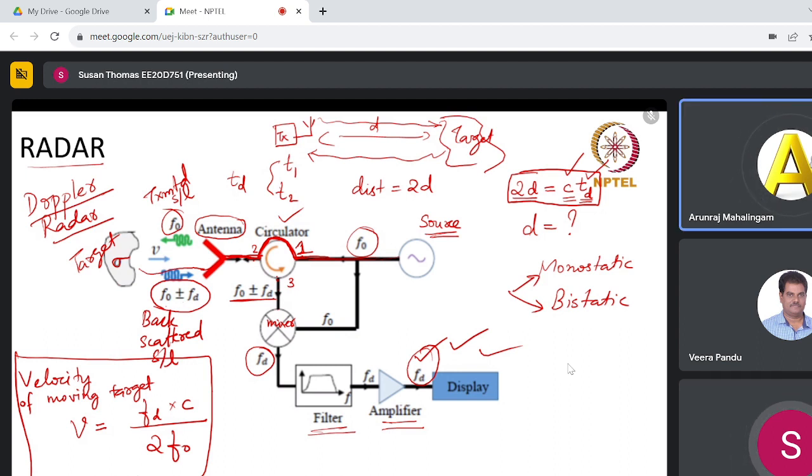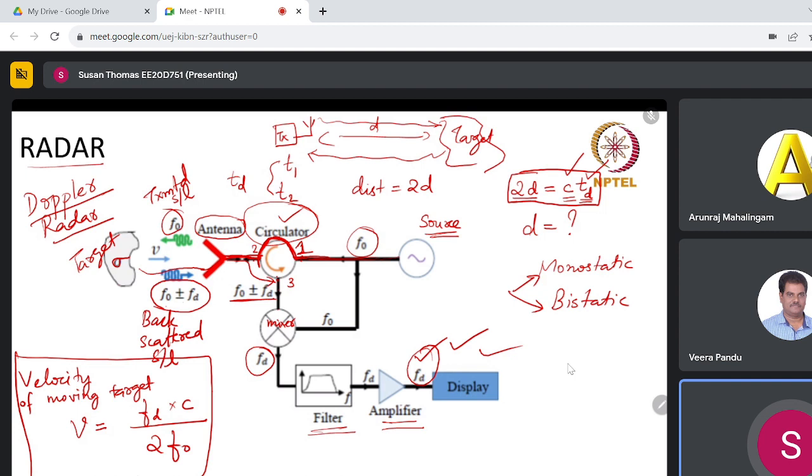Backscattered signal is port number 2, right? So what does the circulator do? It will not mix up with the input signal. The circulator will make sure that the backscattered signal goes to port number 3, not to port 1. It will not mix up. So that is the use of a circulator.